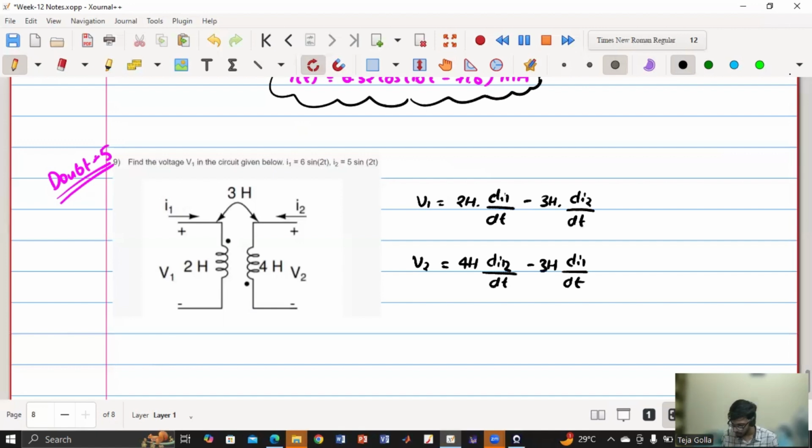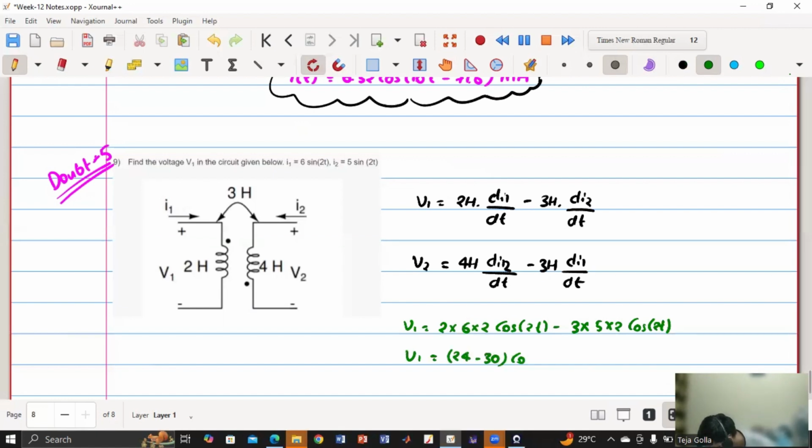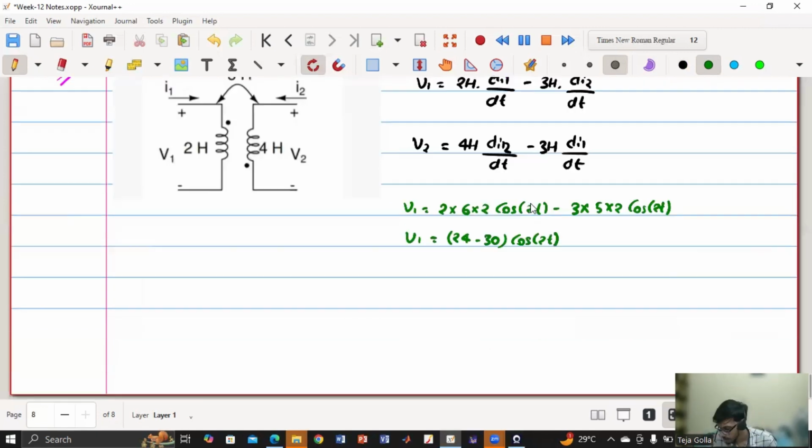So now they have given I1 and I2 in terms of sine. So V1 will be in terms of cos. Yeah, you are right. So let us quickly calculate. V1 will be 2 into di1 by dt, which is 6 into 2 into cos 2t, minus 3 into di2 by dt, which is 5 into 2 into cos 2t. So V1 is 2 into 6 into 2, it is 24, minus 30 cos 2t. So if we calculate the final value, we will get V1 equal to minus 6 cos 2t.